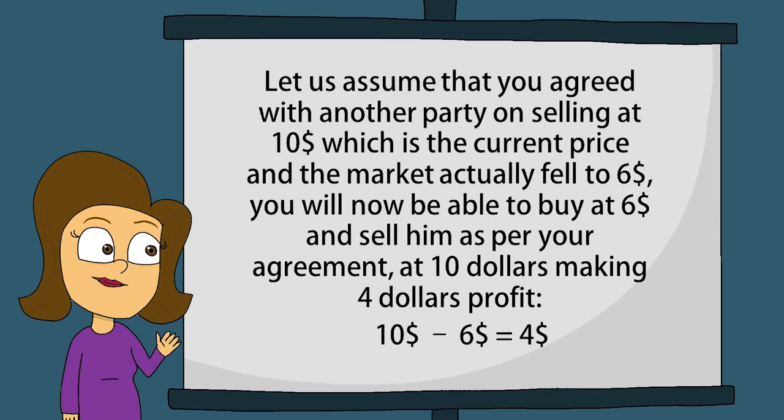Let us assume that you agreed with another party on selling at $10, which is the current price, and the market actually fell to $6. You will now be able to buy at $6 and sell him as per your agreement at $10, making $4 profit. 10 minus 6 equals 4.